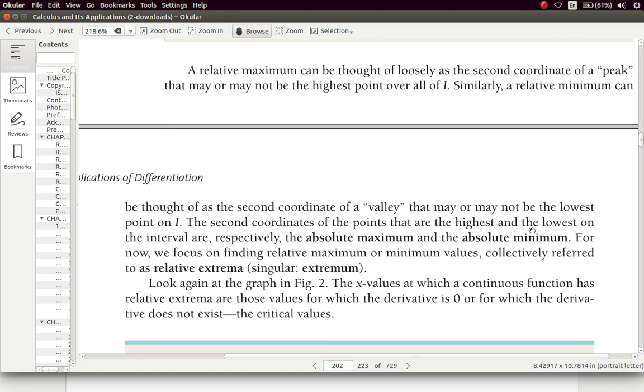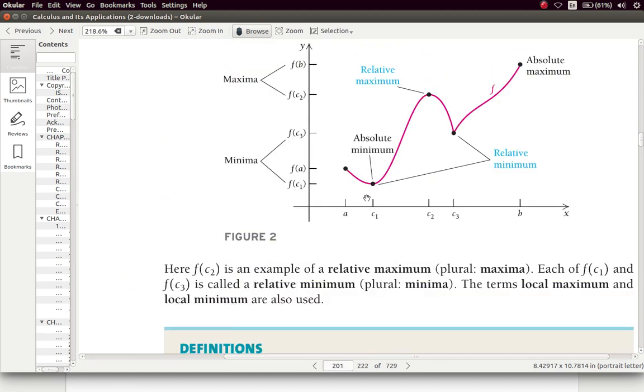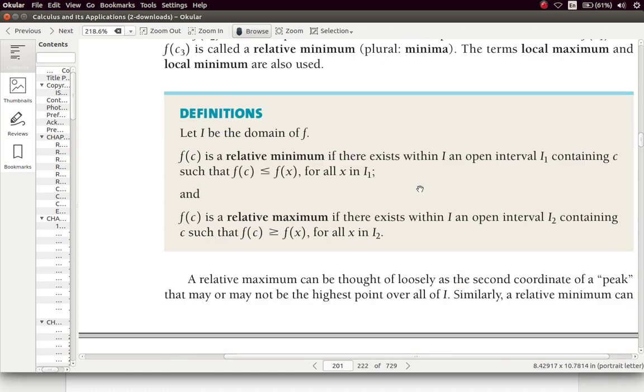The second coordinate of the points that are the highest or the lowest on the interval are respectively the absolute maximum and the absolute minimum. For now we focus on finding relative maximum or relative minimum values, collectively referred to as relative extrema. Singular is extremum. One extremum, more than one extrema. Alright, so these are extrema, extreme points. Alright?